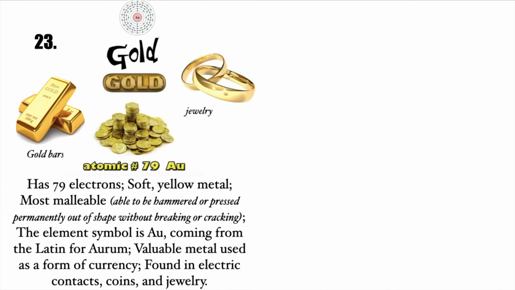Then we have gold. Gold, just like silver, the Au comes from the Latin. It's a soft yellow metal. It's a valuable metal, but this metal is a soft yellow malleable metal, very important for currency and jewelry, and also can be used in little electric contacts in electronics.